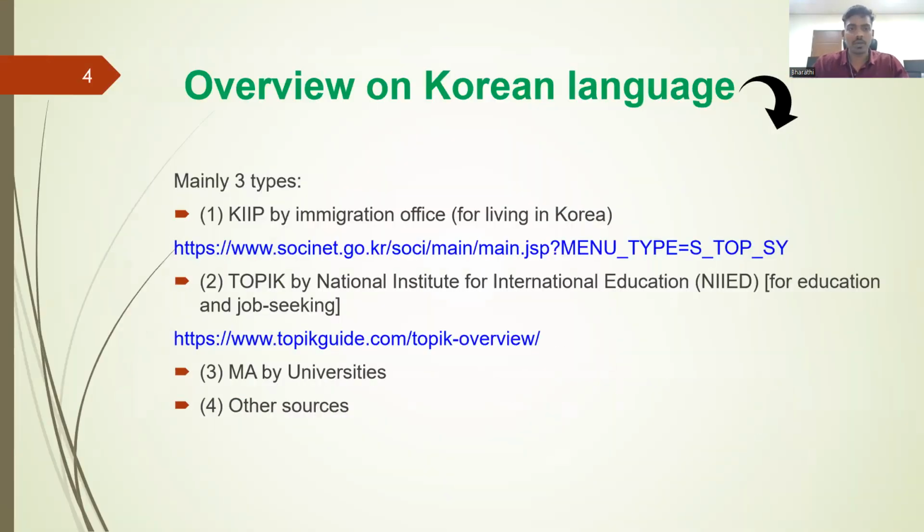So let's get into the topic. Overview of the Korean language. There are mainly three ways to get a Korean certificate: either by KIP, which is conducted by the Immigration Office, or TOPIK, or MA. I'm going to discuss the TOPIK exam. MA is like literature, like how we do English and other literature; here also we can do the Korean language as literature in Korean institutes.